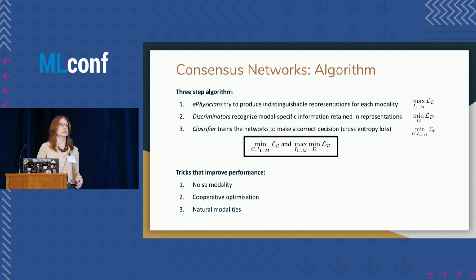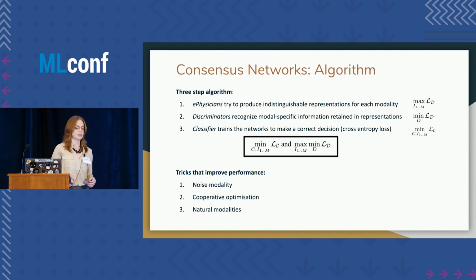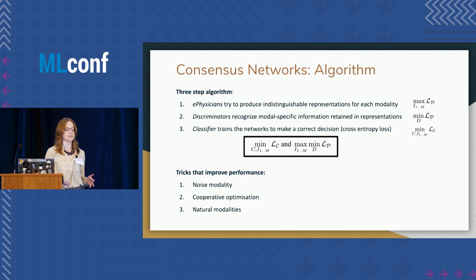So how the actual model works: it has a three-step algorithm. In the first step, e-physicians try to produce an indistinguishable representation for each modality, and this representation should be low-dimensional. On the next step, discriminators recognize modality-specific information that is retained in those representations. And finally, the classifier trains the network to make a correct decision.